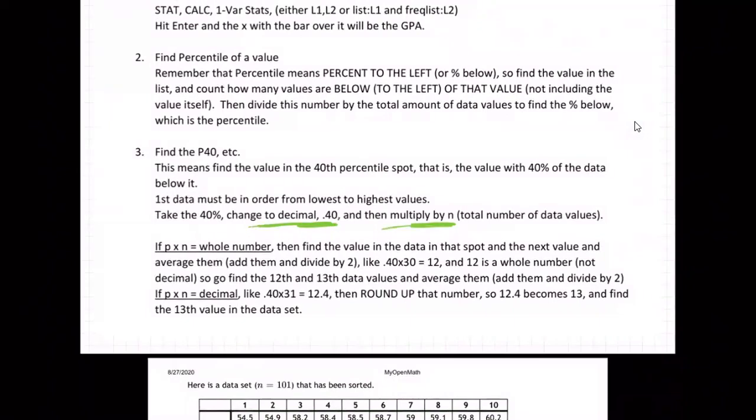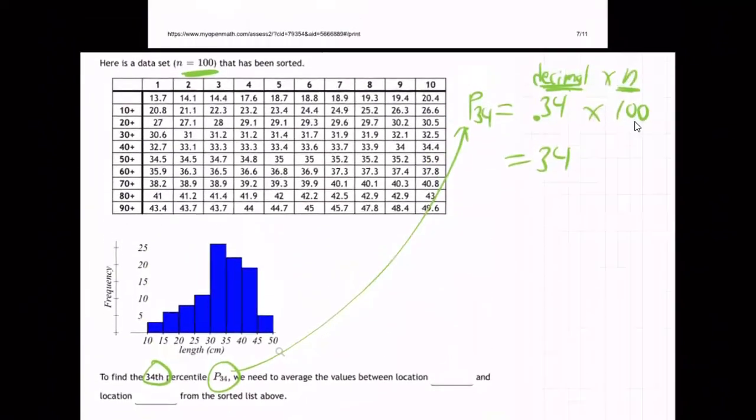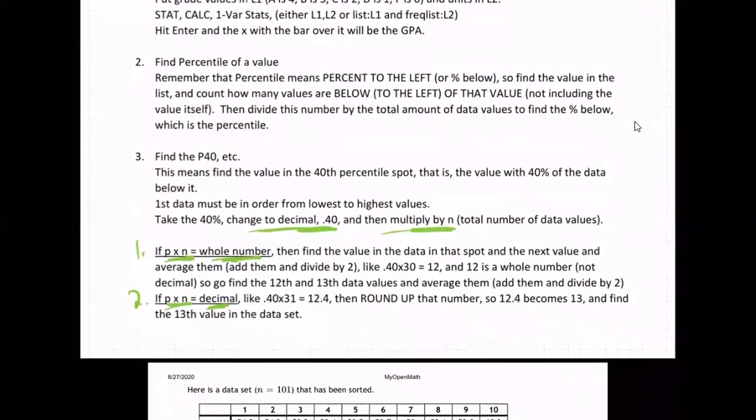Okay, now there's 2 options. Option 1, option 2. Notice if p times n is a whole number, you do one thing. If p times n is a decimal, you do the other. What did we get? We got 34, which is a whole number. It's not a decimal. So, okay, what do we do? Well, what do the notes say to do? Find the value in the data in that spot and the next value and average them.